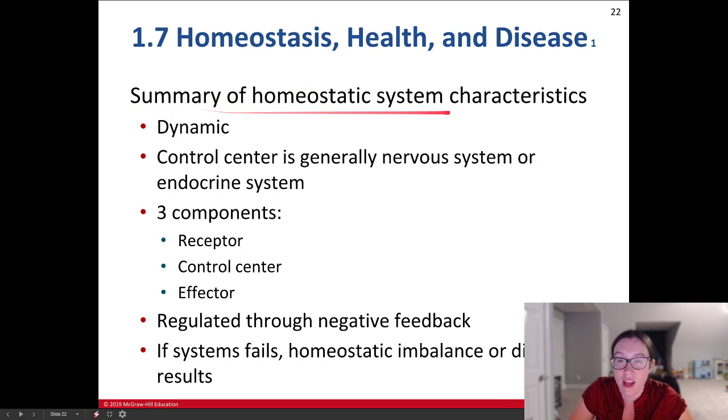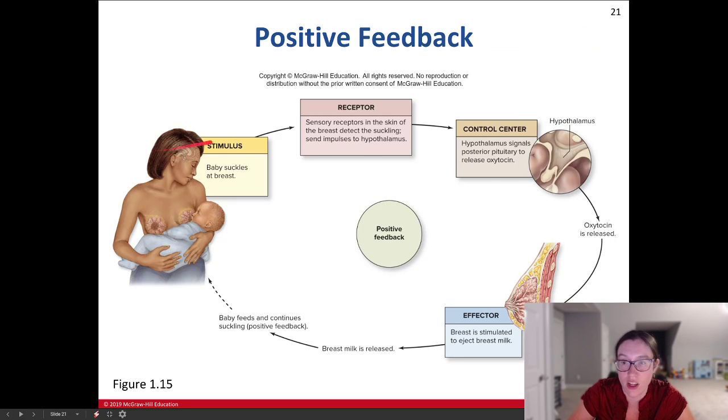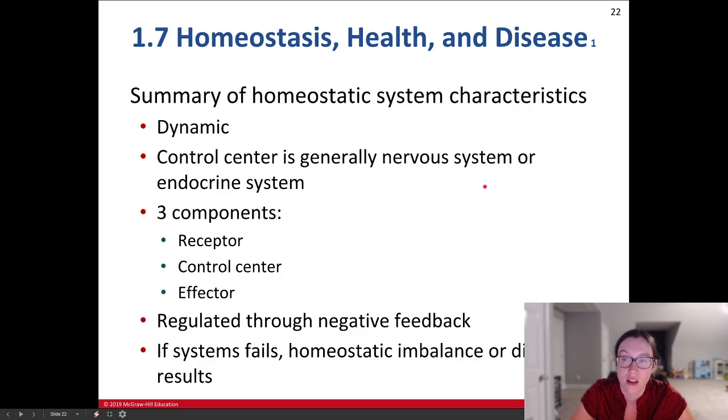So homeostatic control systems are really important. We're going to talk about them in lots of different systems. We've already given you a couple of examples here. The control center is generally the nervous system or the endocrine system. So when we talk about them, we'll say, okay, in this case, the control center is the hypothalamus, or in this case, the control center is the pancreas.